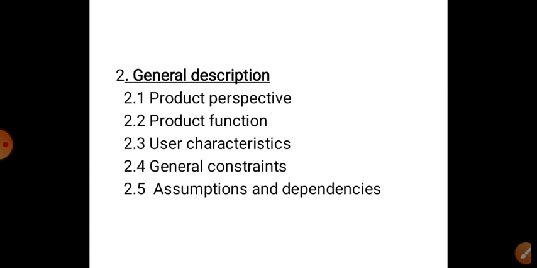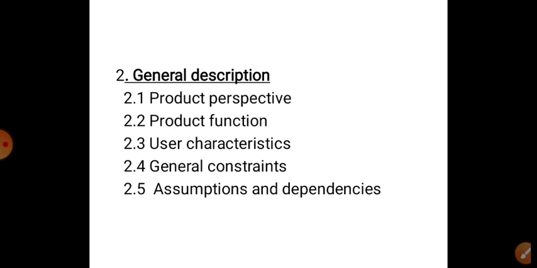Next title is General Description. It contains product perspective. In product perspective, we speak about the characteristics of the product. It gives more detail about the software and its purpose. Second, product function. It speaks about the software functionality. What are the services available?